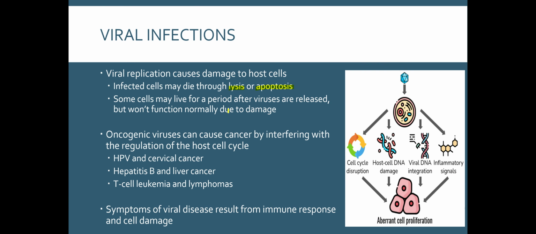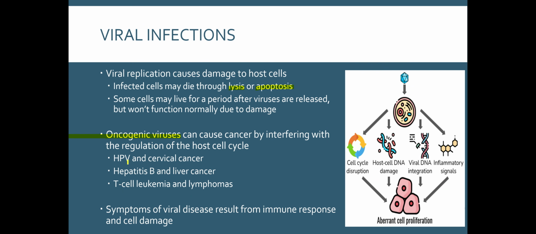And then sometimes they don't kill the cell, but they damage the cell enough that it doesn't work properly. These can be a little dangerous because they can be what we call oncogenic viruses. The prefix onco refers to cancer, like an oncologist or oncology. So oncogenic viruses damage the cell and affect its ability to go through the cell cycle.